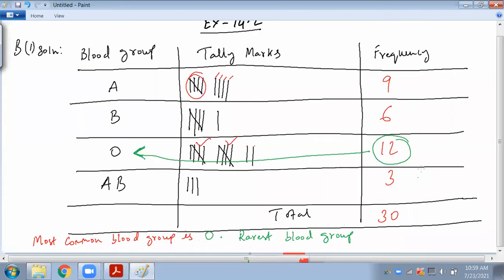now see the lowest frequency. Lowest frequency is 3, and 3 is for what? AB. So the rarest blood group is AB. Okay. So the most common blood group is O and the rarest blood group is AB.